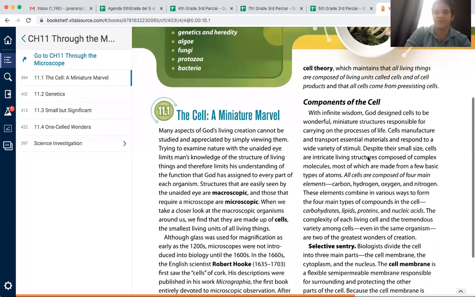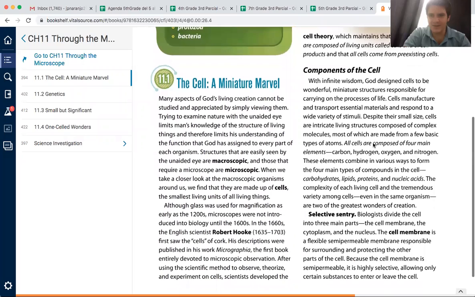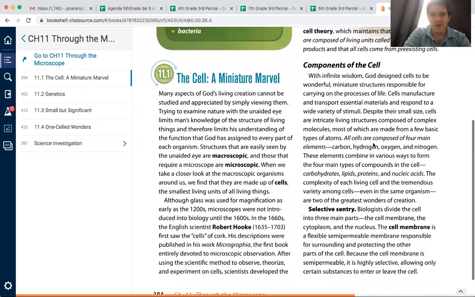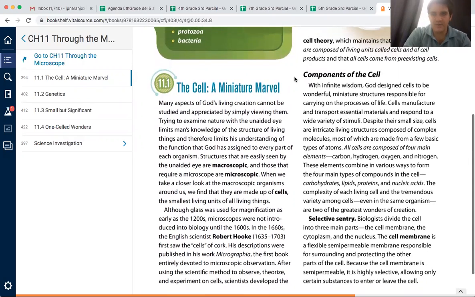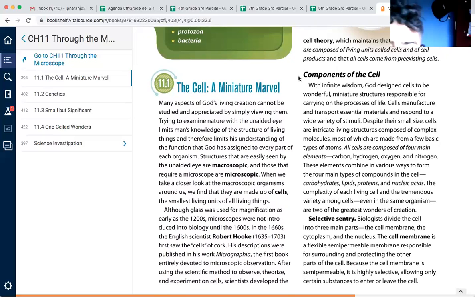Let's have Diosa. Diosa, will you read components of the cell? I cannot read. My glasses don't work anymore. Your what? My glasses. Okay. Anderson, you read components of the cell. What, mister? Yes, you, Anderson. Get closer to your mic. I can't hear you, bud. The cell miniature marvel. No. Components of the cell right here. Yes. Components of the cell.